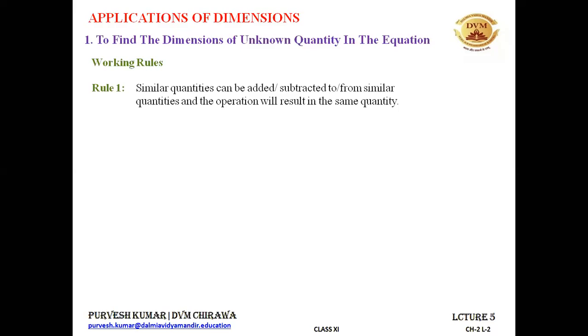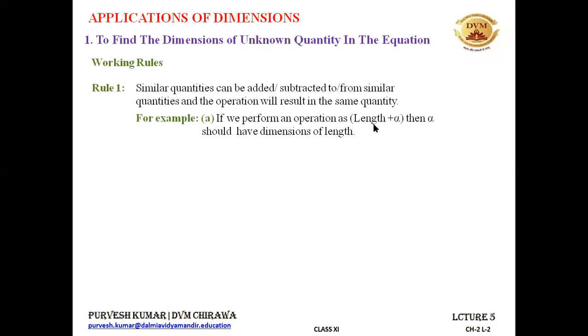So this is rule one, that only similar quantities can be added to or subtracted from similar quantities, and the operation will result in the same quantity. For example, if I perform an operation like length plus alpha, where alpha is some quantity, then the dimension of alpha has to be equal to the dimension of length. Because only similar quantities can be added to similar quantities, whatever this alpha is, it must have a dimension equal to the dimension of length.